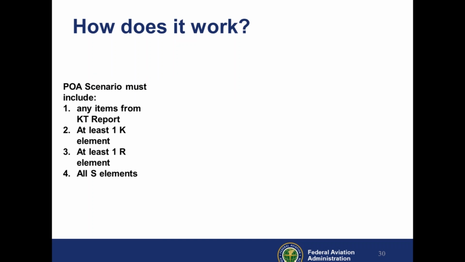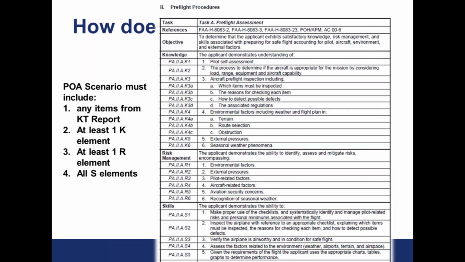Okay, so let's look at a scenario. We're kind of wrapping up this real technical bit of it, so I appreciate you hanging in there with me. On the left-hand side, I have your rules. We've already talked about these. This is the list of things that your examiner must include in the plan of action for your practical test. Number one, they have to include any items from the knowledge test report, at least one K element, at least one R, and then all S's. So here is an ACS element. This is a task, pre-flight assessment. This is the complete task.